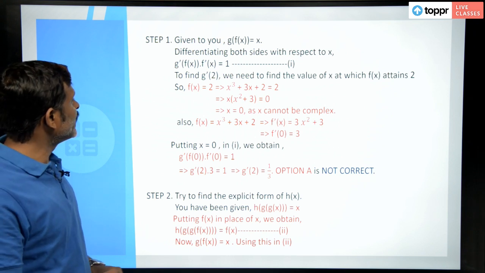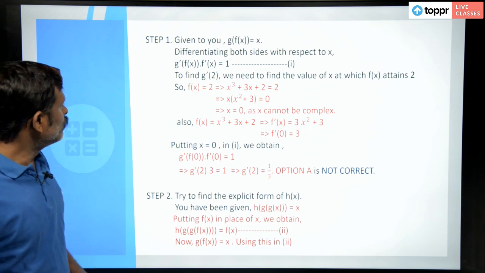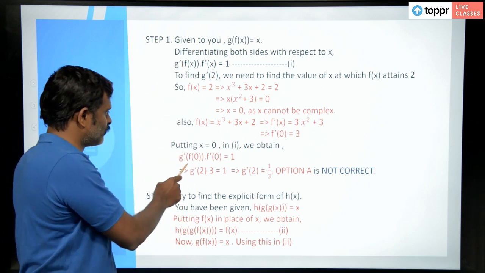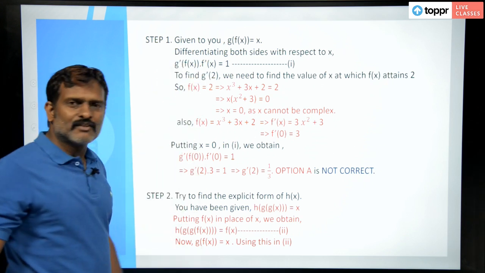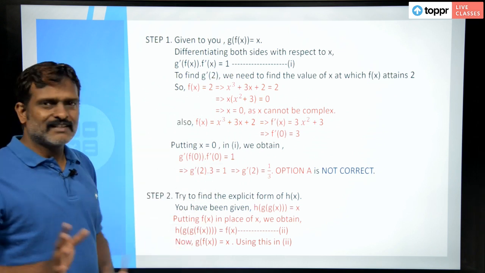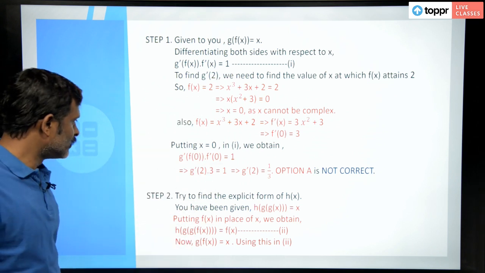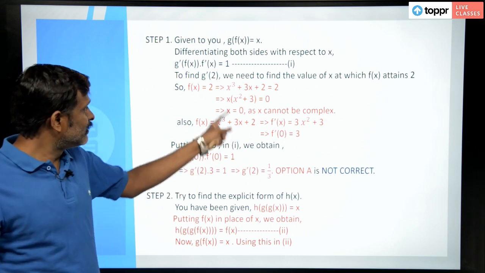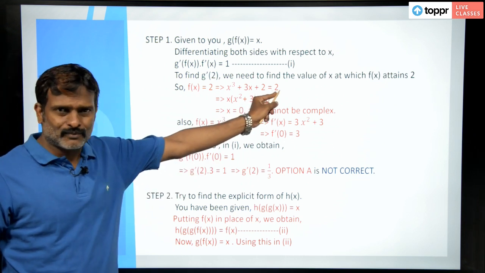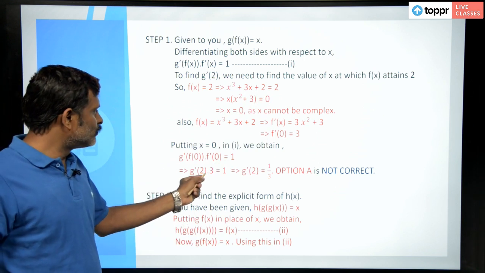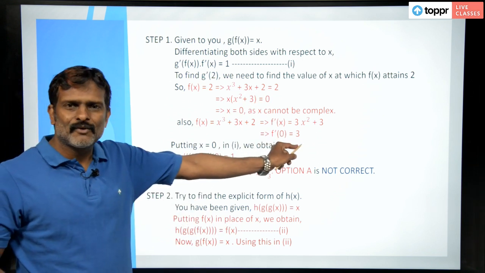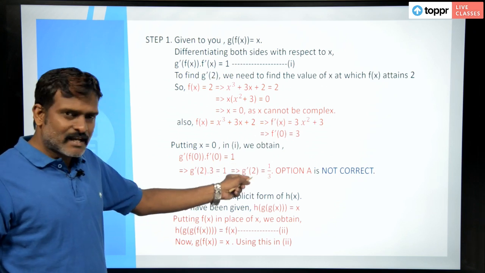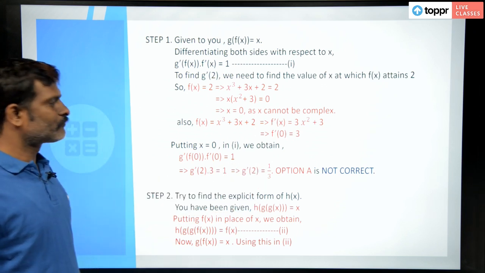Now, you can find the value of g dash of 2. How? Substitute x is equal to 0. So, g dash of f of 0 into f dash of 0 is equal to 1, that is the equation we are solving now. This is nothing but g dash of 2, right, because f of 0 is already 2. So, g dash of 2 times f dash 0, which is 3, is equal to 1, which implies g dash 2 is equal to 1 by 3.